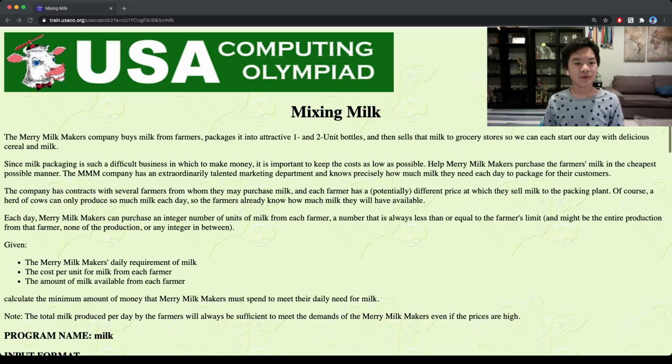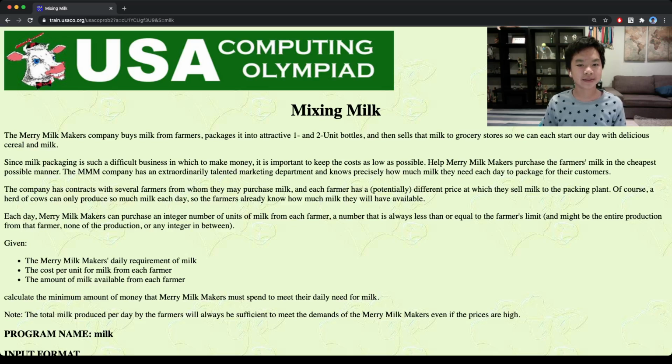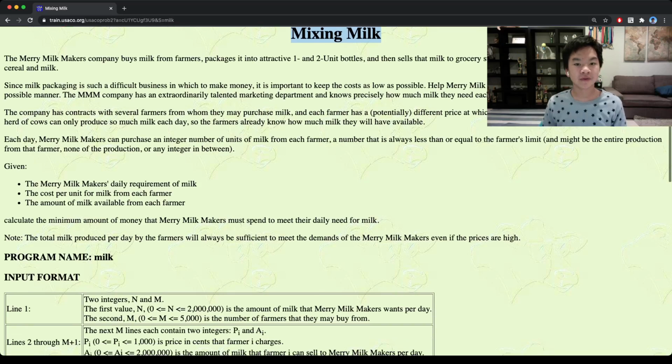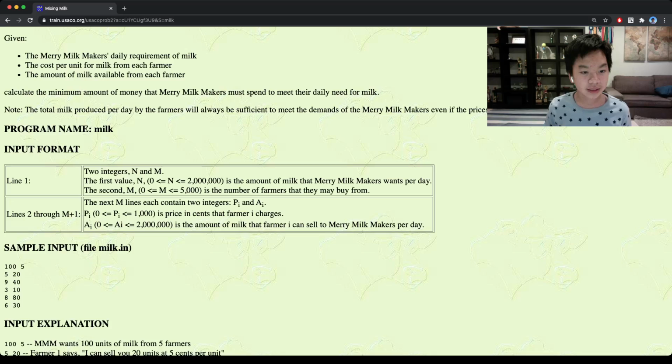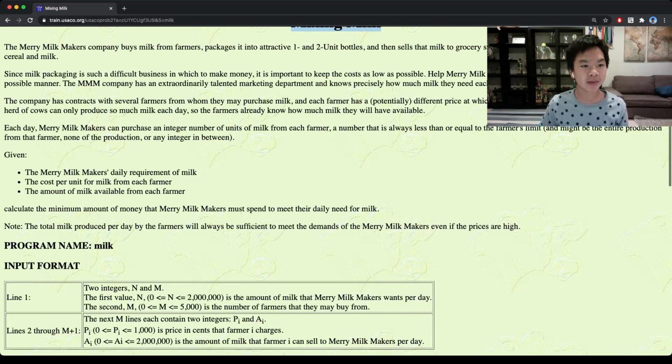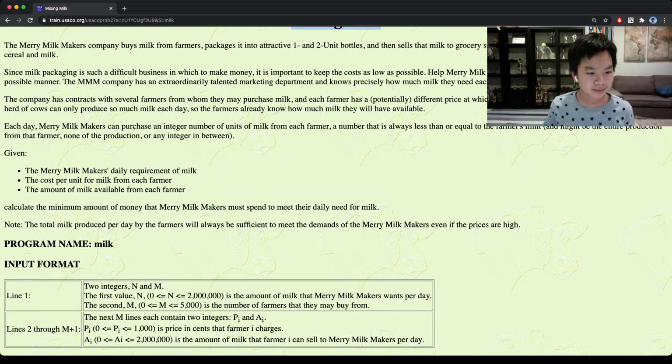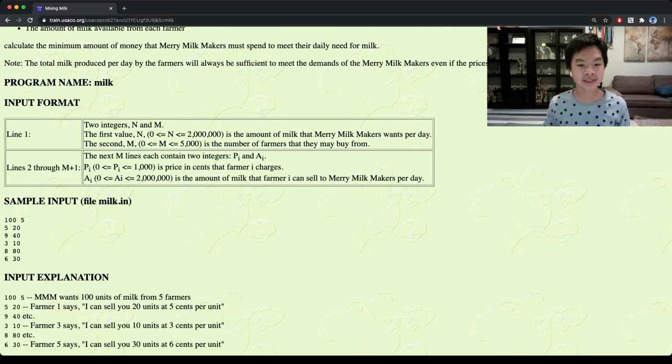Hello everyone, today we're going to look at USACO training Mixing Milk. In this problem, we're given M farmers, which each have the number of units of milk that farmer has, the price of each unit, and we're also given the amount of milk the MMM company needs. And we're supposed to find the minimum price to purchase the milk we need.